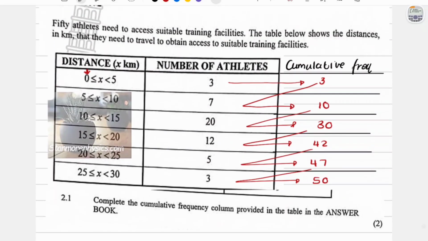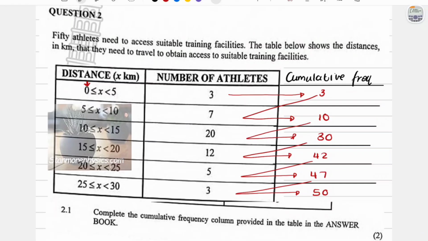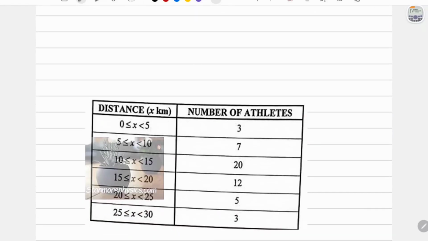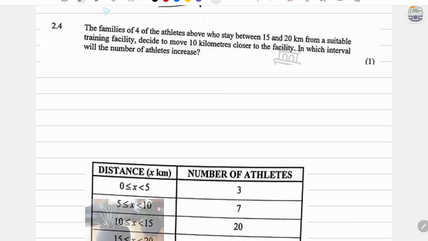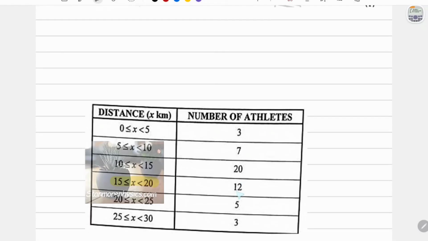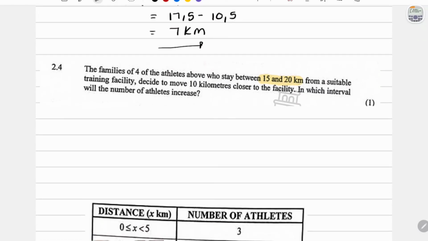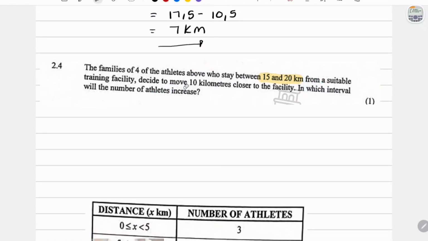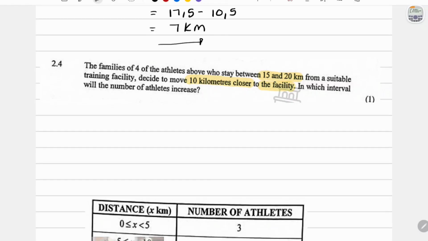And I'm just going to actually pull this data down. I think it will just be easier to work with. Okay, so the families of people staying here between 15 to 20 kilometers. So that's this, right? So you see that there are 12 athletes here. So they're saying 4 of these athletes moved 10 kilometers closer to the facility, and they want to know in which interval would the number of athletes increase.